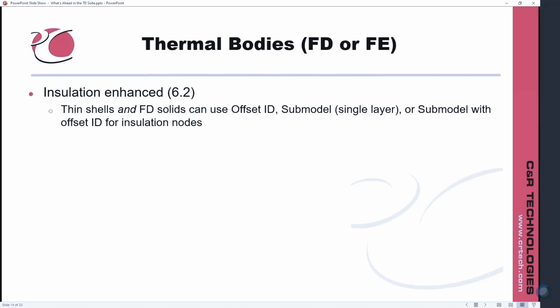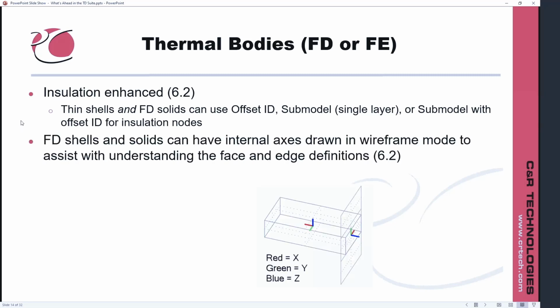So with thermal bodies, whether they're finite difference or finite element, we have enhanced the insulation capabilities so that thin shells and finite difference solids can use either offset ID, submodel for a single layer, or submodel with offset ID for insulation nodes. So prior to this, I think FD solids could only do the offset ID. But then this submodel with offset ID and/or insulation nodes is new to both thin shells and finite difference solids.